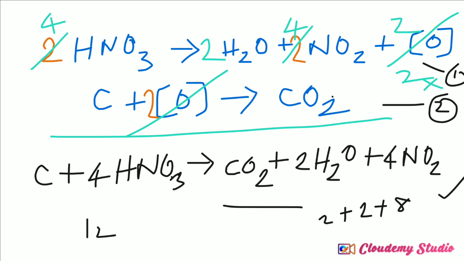So the balanced equation for the reaction of carbon with nitric acid is 1 mole of carbon plus 4 moles of nitric acid. As a result, 1 mole of carbon dioxide, 2 moles of water and 4 moles of nitrogen dioxide are obtained as products.